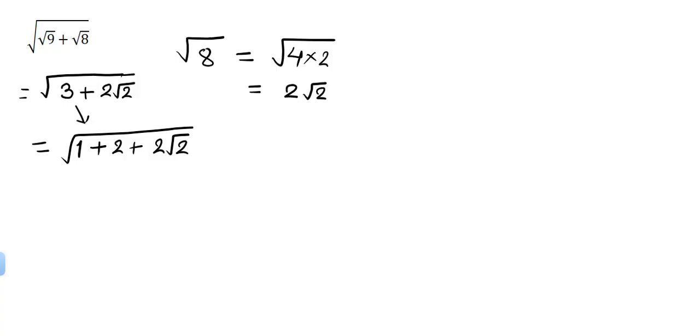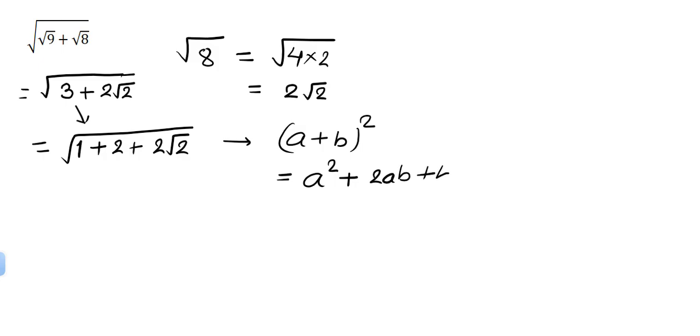The reason is we try to change this into the form of (a plus b) whole square. The relation that we have is a square plus 2ab plus b square. If we can change it into this form, a square plus 2ab plus b square, then we get (a plus b) whole square. And because of the square, we can then eliminate this square root.